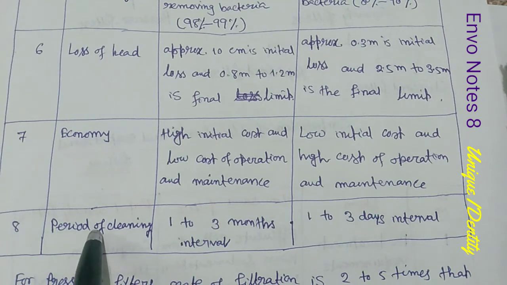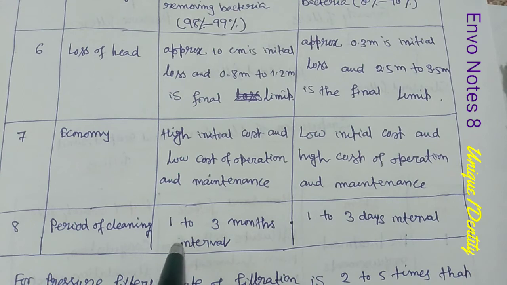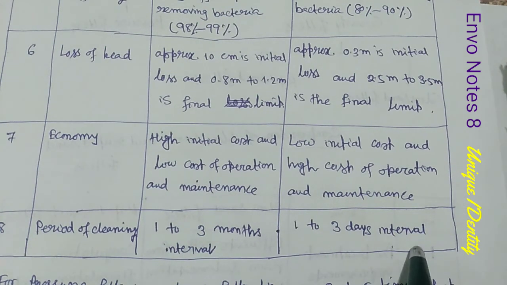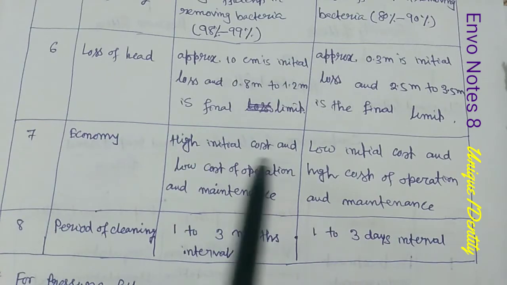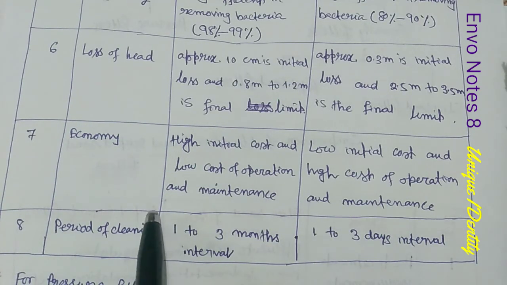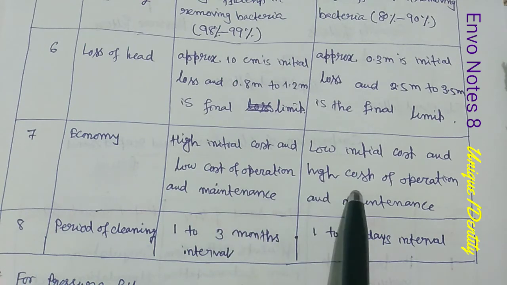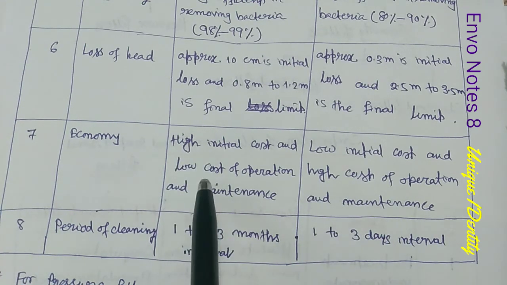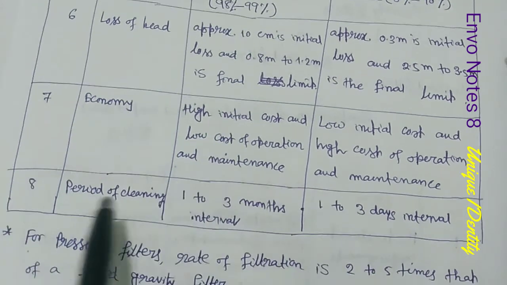Next is period of cleaning. This is also very much important. For slow sand filter, it is very long, that means a 1 to 3 months cleaning interval. But for rapid sand filter, it is only a 1 to 3 days cleaning interval. So this is the gist of the comparison between rapid sand filter and slow sand filter. You just note it down. This will be very important for the competitive exam.